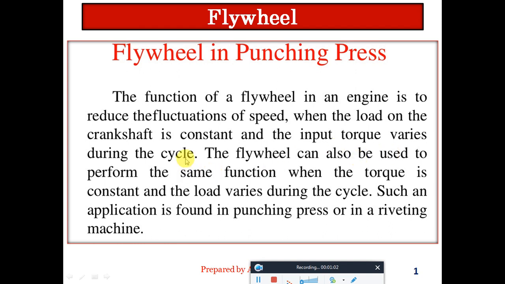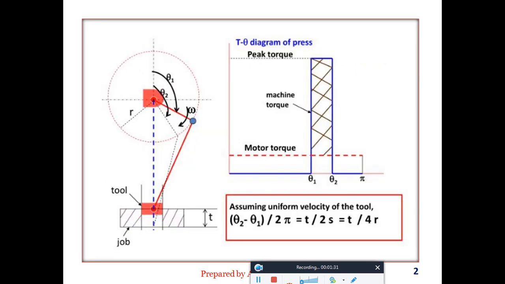Here the flywheel is used to perform the same function when the torque is constant and the load varies during the cycle. So when the load on the crankshaft is constant and the input torque varies, we can use this flywheel. Similarly, when the torque is constant and the load varies during the cycle, there also we may use this flywheel. Such an application is found in a punching press or in a riveting machine.